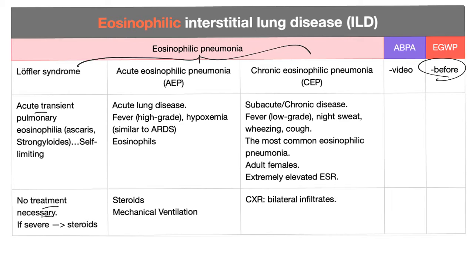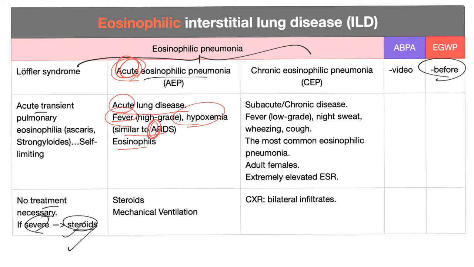If it ain't broken, don't fix it. If it's severe, give steroids, because what else should we do? When in doubt, give steroids. Acute eosinophilic pneumonia. Acute lung disease. It's called acute. Fever. Hypoxemia. Similar to ARDS because it's called acute.